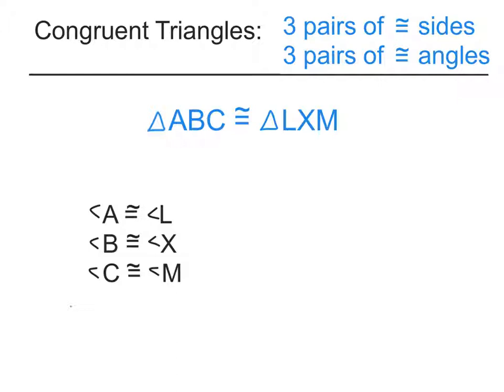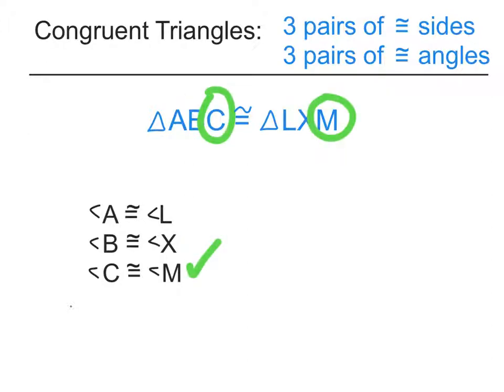Okay, so first, look at the 3 sets of angles. Now, how did I decide which angle A was congruent to? Angle A is the first letter here, and the first letter over here is L. So that's how I decided that angle A was congruent to angle L. Next up, angle B is in the middle, and X is in the middle. So therefore, I'm able to conclude that angle B is congruent to angle X.